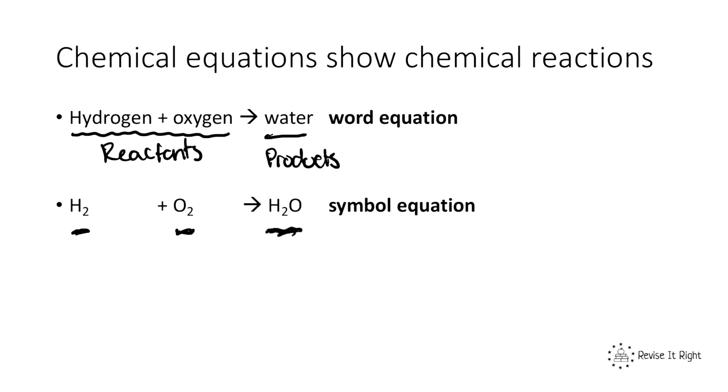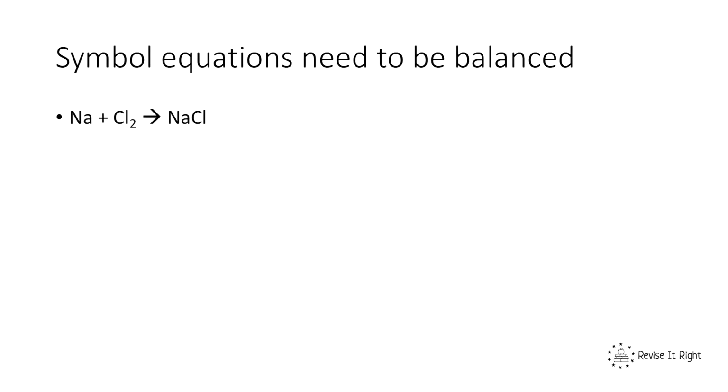In this example we see 2 hydrogen atoms in the reactants and 2 oxygen atoms in the reactants, which are here. And on the right hand side, the products, again we can see 2 hydrogen atoms, so that's fine, but we can only see 1 oxygen atom. So we need to learn how to balance this equation out to make it right. I'm going to talk to you about how to do that now.